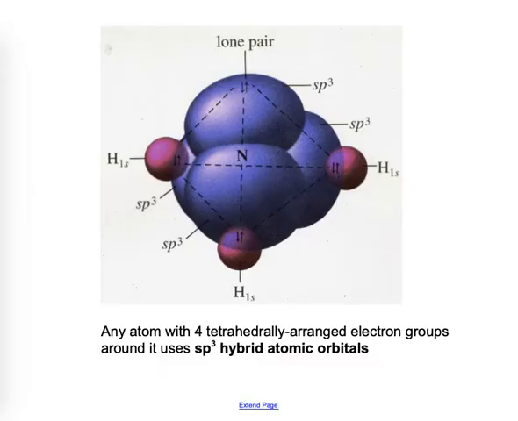And here's what it looks like. Again, the large blue blobs are the sp3 hybrid atomic orbitals on nitrogen. The small pinkish purple spheres are the 1s orbitals on hydrogen, and up top we see the sp3 hybrid atomic orbital that contains a pair of electrons that corresponds to the lone pair. Once again, any atom with 4 tetrahedrally arranged electron groups around it, we say it uses sp3 hybrid atomic orbitals, or we describe the hybridization as sp3.